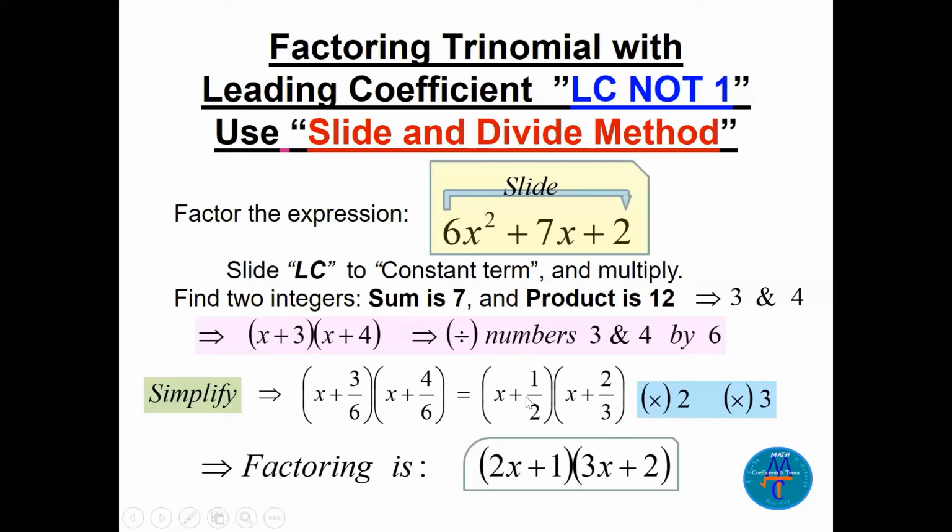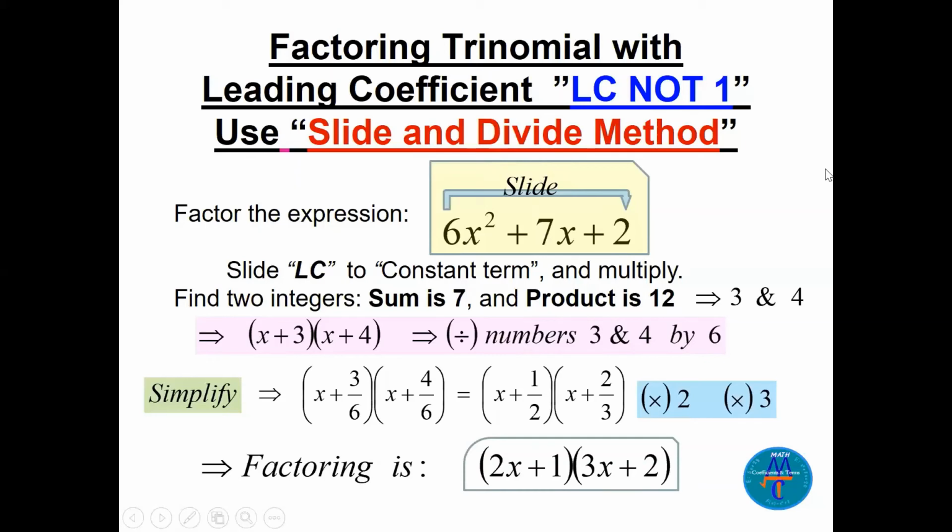Then the first factor here, I multiply by 2. So this becomes 2x plus 1. And this one I multiply by 3: 3x plus 2. That's the answer now. 2x plus 1, 3x plus 2. If you multiply these, try 2x times 3x, that's 6x squared. 2x times 2, 4x. 1 times 3x, 3x, and 4x plus 3x is 7x. 1 times 2 is 2. Well, this method, we call it slide and divide method.